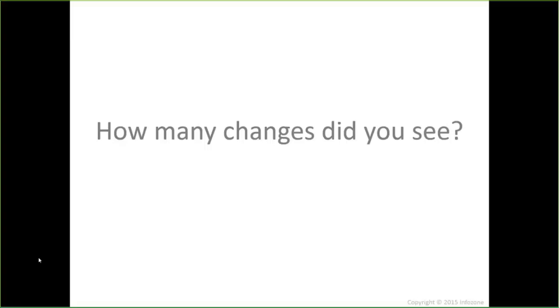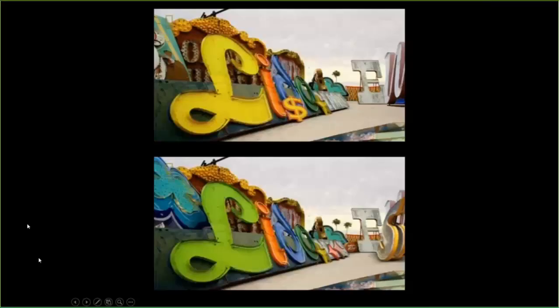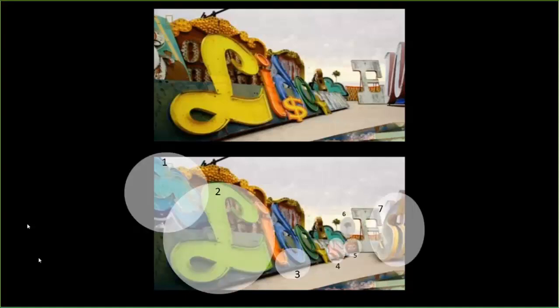But how about now? Can you see how many changes you see? So for example, people who saw only 1 or didn't see anything at all, can you catch how many things are different? You can type that into the chat panel. Okay, a lot of people are responding 7. Great. And people are saying it's much easier. That's the point. The answer is 7.